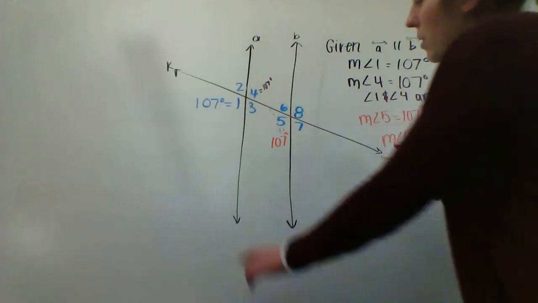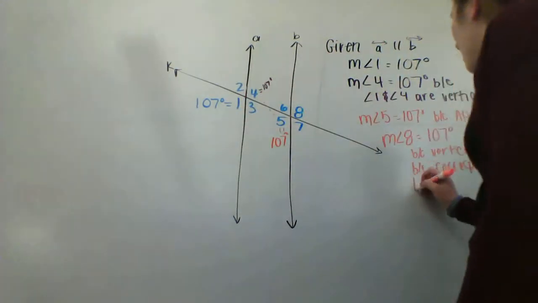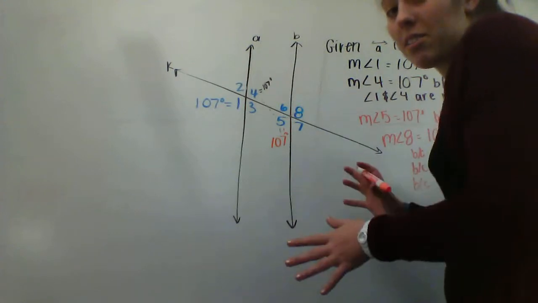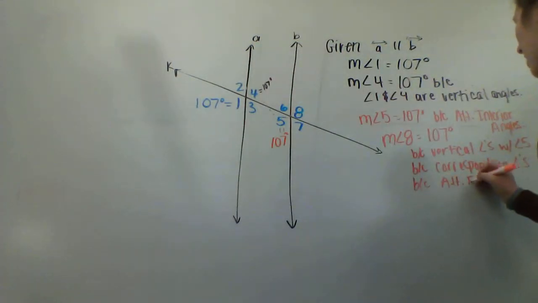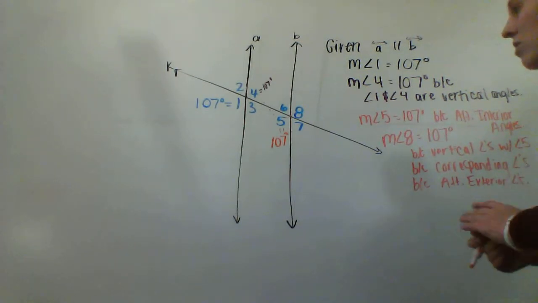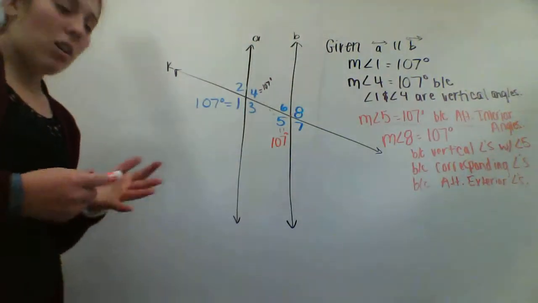And we also know that angles 1 and 8 are exterior angles, because they're on the outside. So they're alternate exterior angles. So, that's great. We've got 4 out of the 8 angles already.